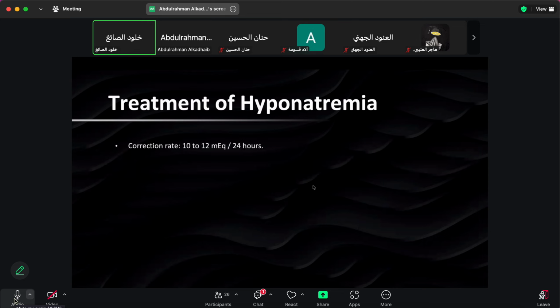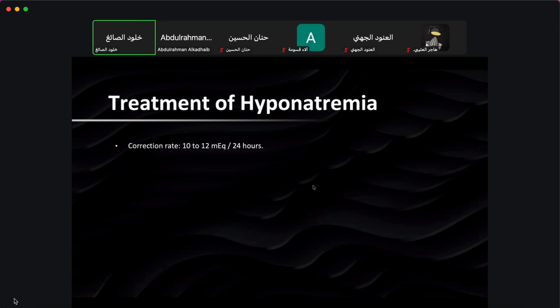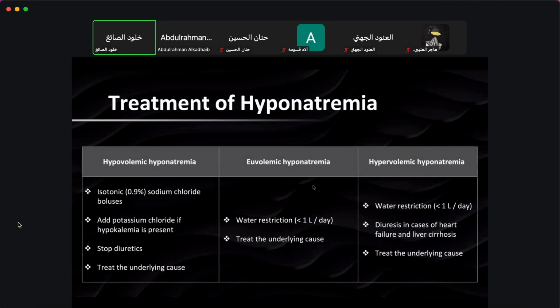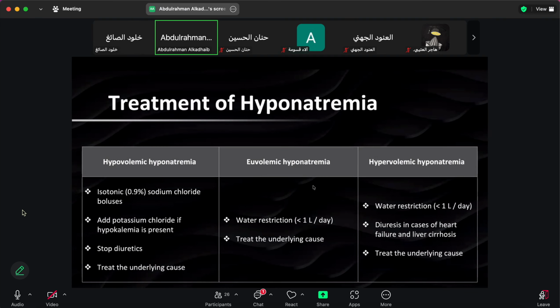Doctor, sorry, I have a question. Yes, sure. The 3% hypertonic saline, can we use it in all three types of hyponatremia? Yes, but just in cases of severe hyponatremia. For example, when the patient presents with severe neurological symptoms, regardless of the type of hyponatremia, whether it was hypovolemic, euvolemic, or hypervolemic, we should go for the hypertonic saline as the first line of treatment.